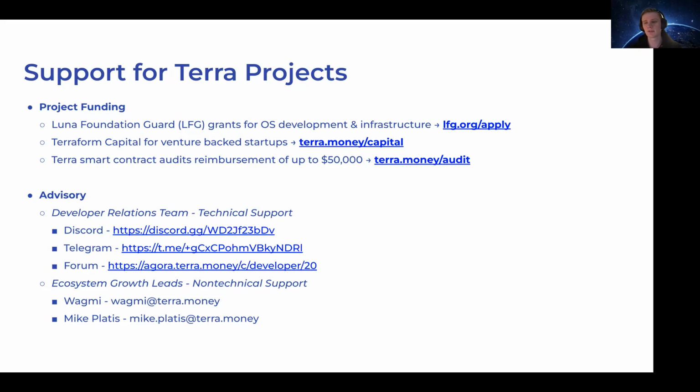So we're always looking for fresh ideas, always looking for fresh talent, and saying that this space is growing quick is a very big understatement. There's a lot of opportunity, a lot of projects being built, but there's simply not enough developers for the amount of ideas and the amount of growth. And so we want as many developers building on Terra as possible.